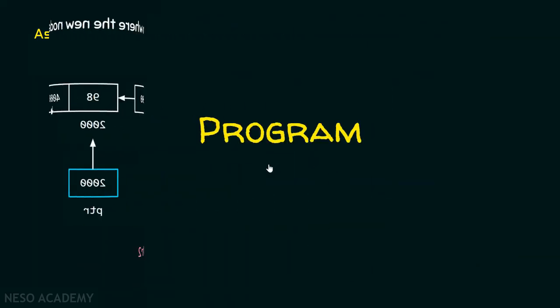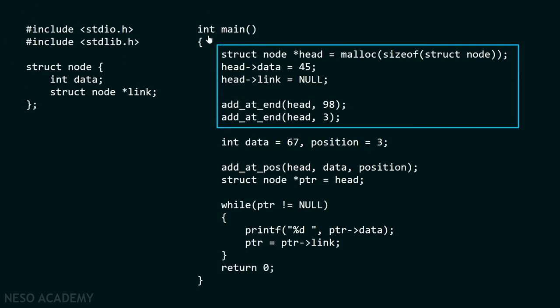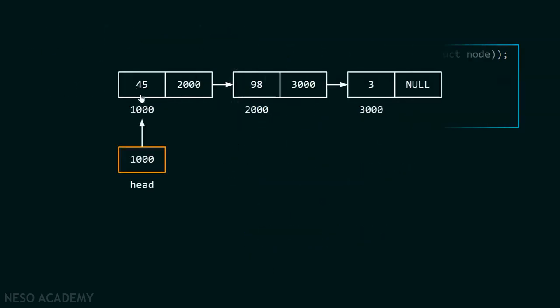Now let's see the program which helps us in adding the node at a certain position, the position of our choice. Here you can see this is the main function, and in this main function we have this piece of code which helps us in creating a linked list. Here the head pointer is pointing to this node, and we have these 3 nodes in our linked list initially.